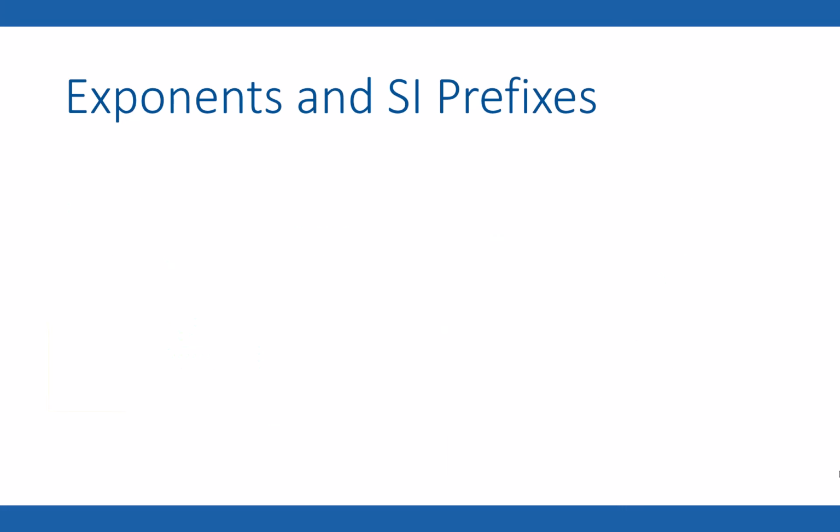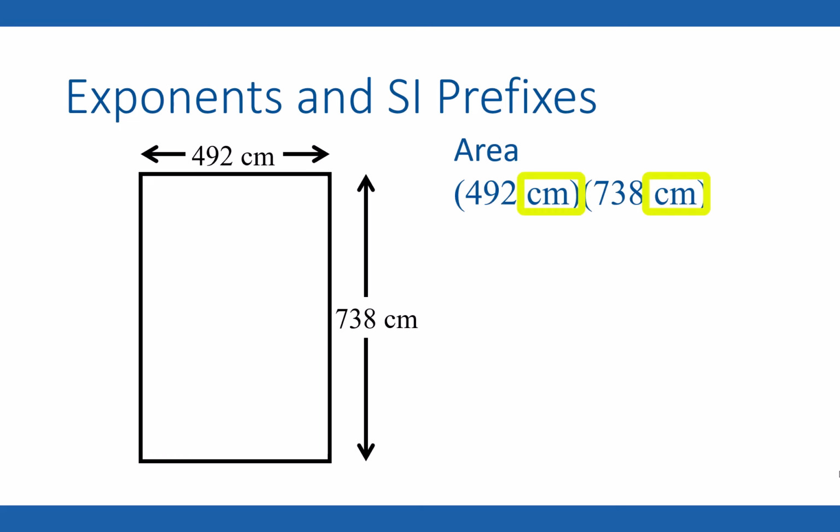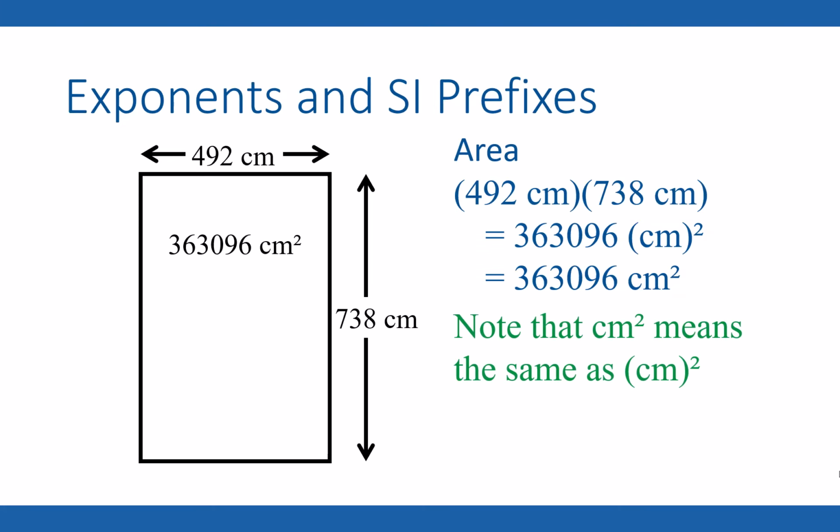Finally, we consider an example that uses an SI prefix. We want the area of a rectangle that is 492 centimeters wide and 738 centimeters long. Because both factors have units of centimeters, the product is in centimeters squared. This is customarily written without parentheses. With or without parentheses, the square applies to the c as well as to the m.